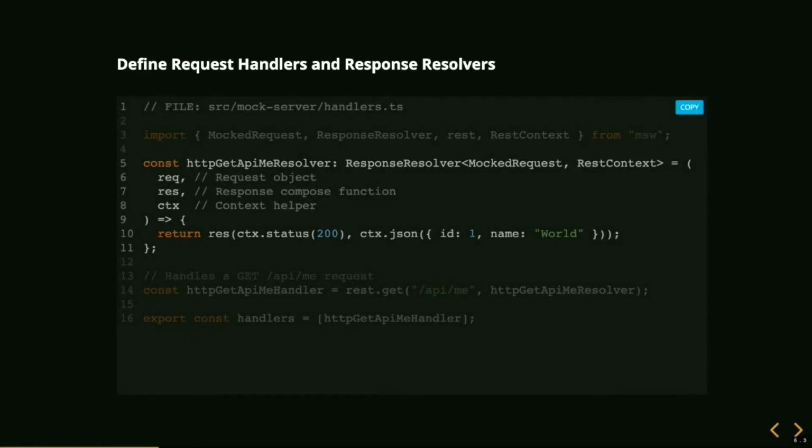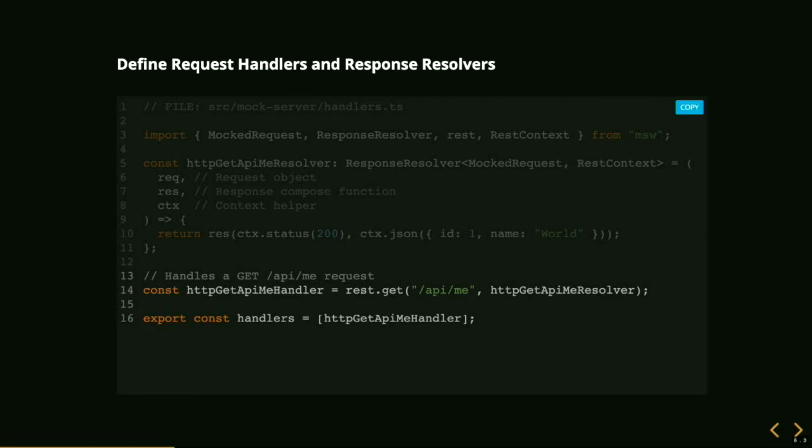This is a file where we put all the request handlers and response resolvers. I would probably need to give a little bit more explanation of the concept of these 2 terms. A response resolver is a function that accepts a captured request and returns a mocked response. For example, from line number 5 to line number 11, we define a response resolver that just returns 200 with a JSON payload, including ID and name.